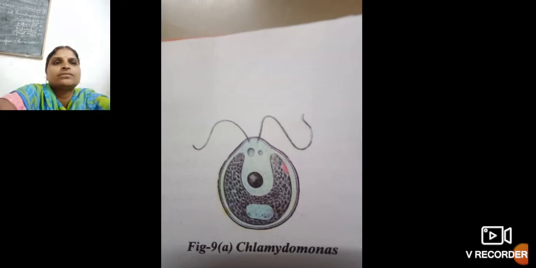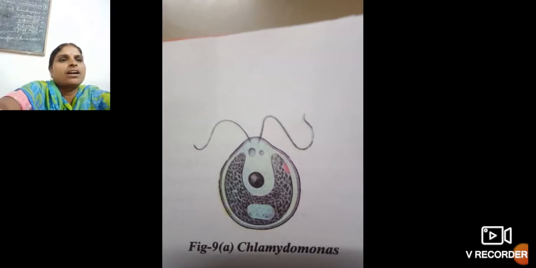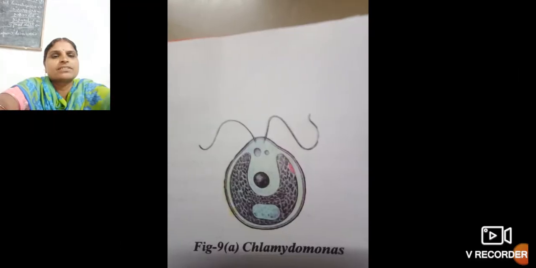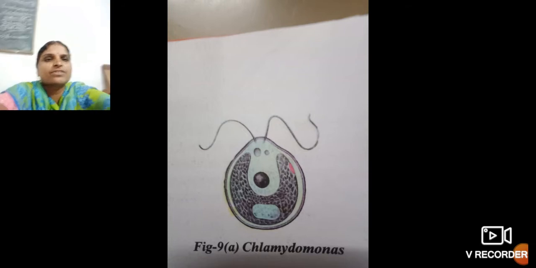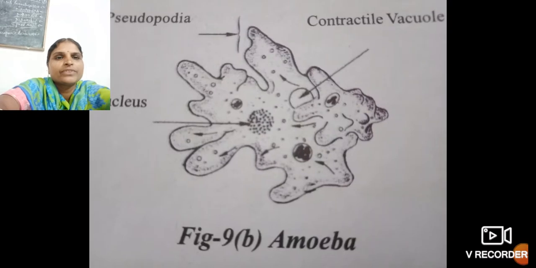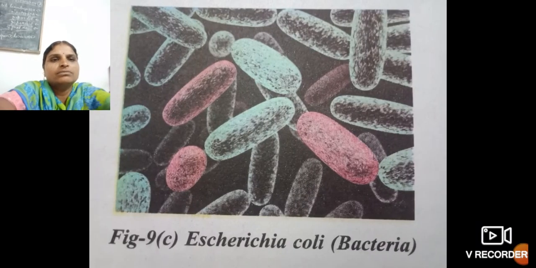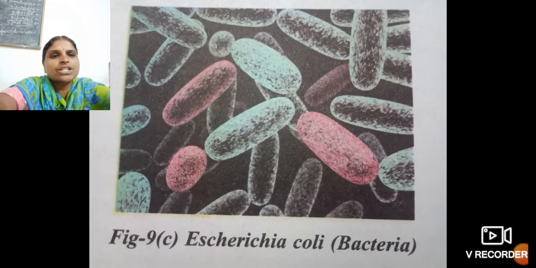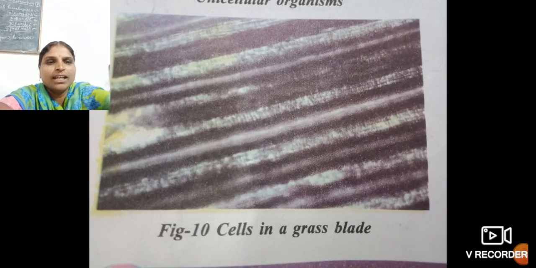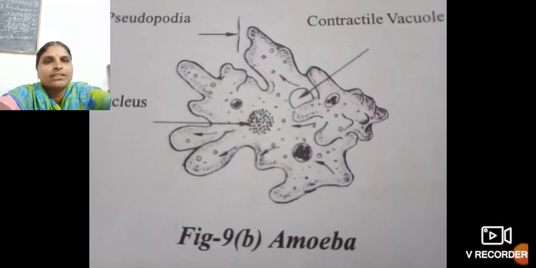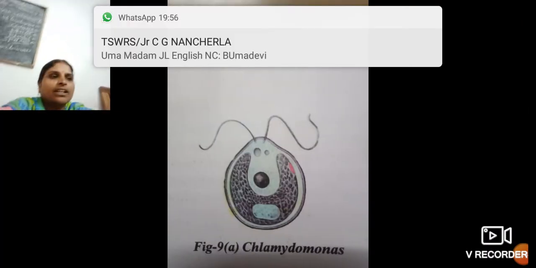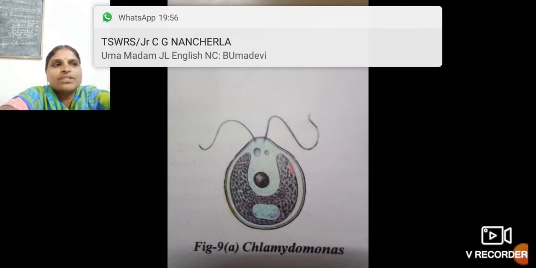First of all, I will show some pictures. Observe these. The first one, what is this? Chlamydomonas. This is amoeba. This is Escherichia coli, the bacteria. These are cells on a glass slide. Did you observe all of this?